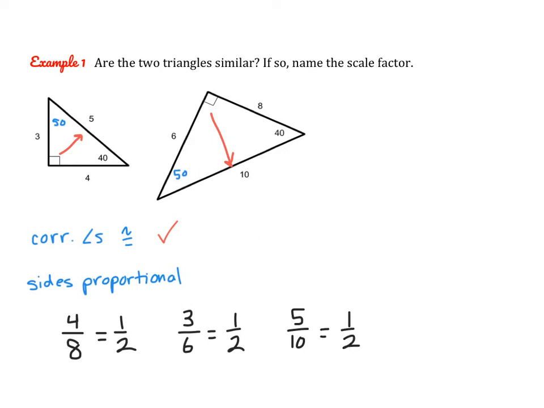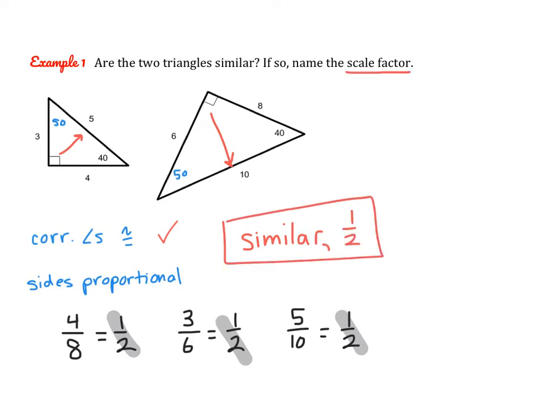Since all 3 have the same ratio when simplified, we can say that these two triangles are similar. And the scale factor is just a 1-to-2. There we go.